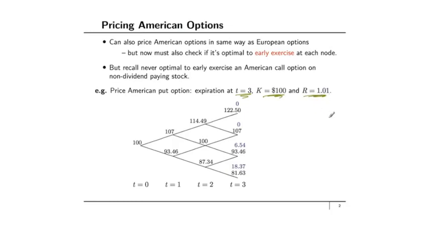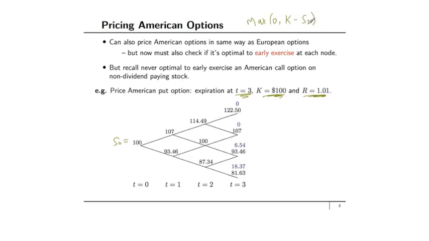So this is our binomial model that we've been using a lot until now. The stock price starts at $100. It goes up by a factor of U or down by a factor of D in each period. Remember, the payoff of the put option will be the maximum of 0 and the strike minus the stock price at time 3.